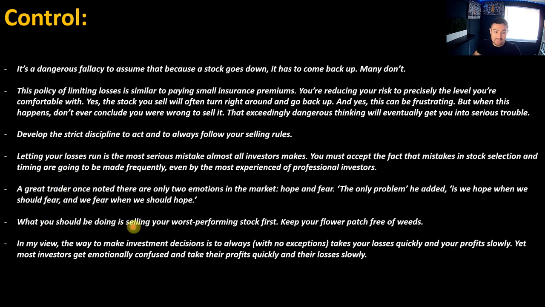What you should be doing is selling your worst performing stocks first, keeping your flower patch free of weeds. So if you have your portfolio and you have some stocks with gains of 50%, 30%, 20%, 10%, 5%, but then you have some losses of say 1%, 3%, 5%, and 8%, you should be getting rid of the worst performers first. So you should be getting rid of the 8% loss, then the 5% loss, then the 3% loss, but keeping your stocks that are showing you a profit and acting well. And that's the point of trying to sit in the intermediate term trend, seeing how far it will go. And that's the point of being hopeful that your profit will turn into a very big profit.